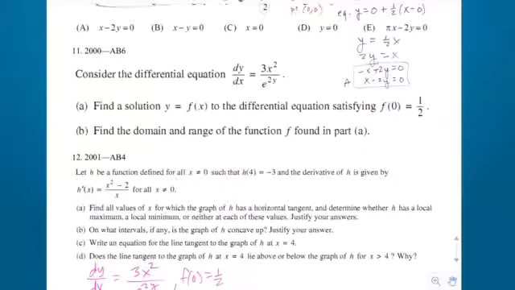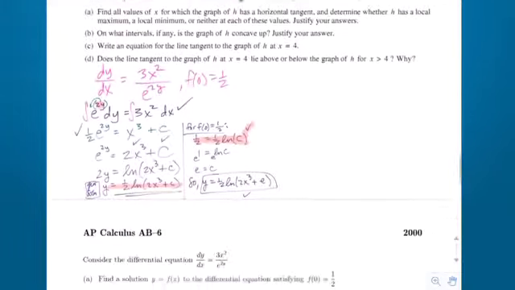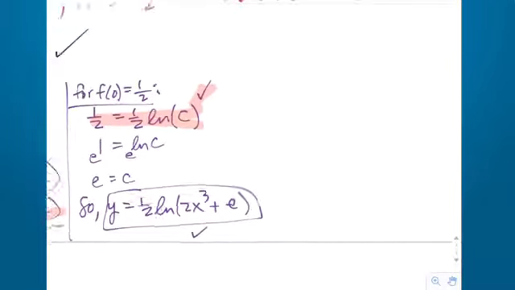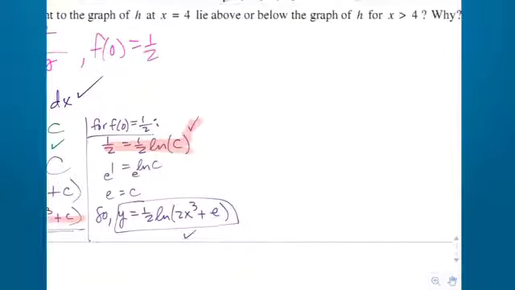Find the domain and range of the function that we found in part A. Oh, sweet. Okay, we could do that. Remember that there are 3 things that affect the domain of a function if it's not a piecewise. Can't divide by 0. Here's the equation. Do we have any denominators with a variable? Nope, so that's off the list.